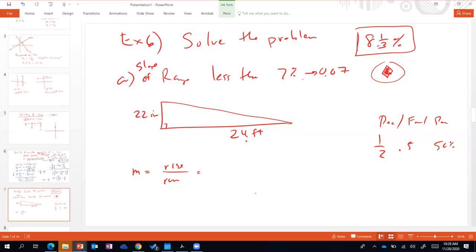So we have to get the same exact unit values, right? Because you can't compare inches to feet, feet to inches here. So multiply this by 12. Landon, what'd you get? 288. 288. That's cool. Okay, I got that.